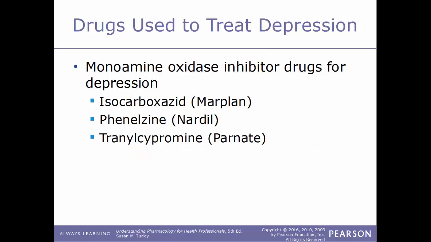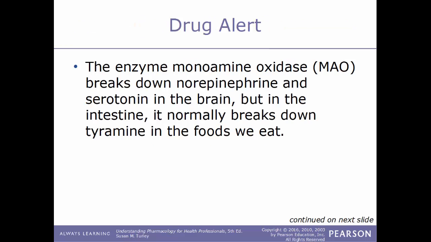Some examples of an MAOI would be isocarboxazid, also known by the trade name Marplan; phenelzine, also known by the trade name Nardil; and tranylcypromine, also known by the trade name Parnate. The enzyme monoamine oxidase will break down norepinephrine and serotonin in the brain, but in the intestines, it normally breaks down tyramine that's found in the foods we eat.